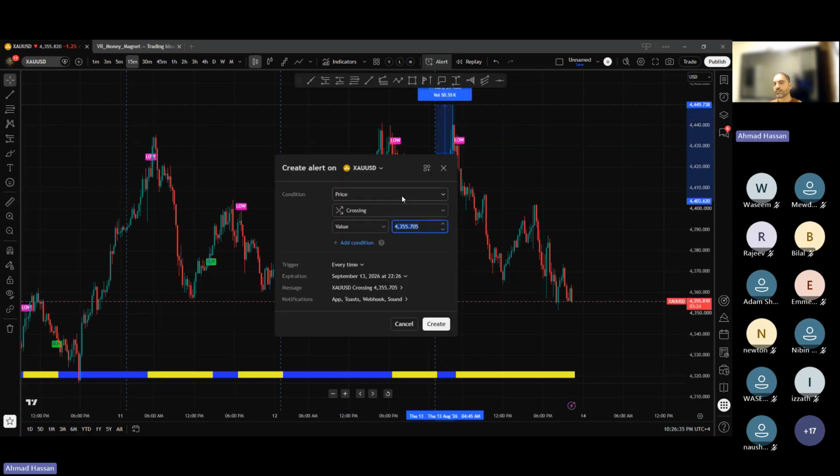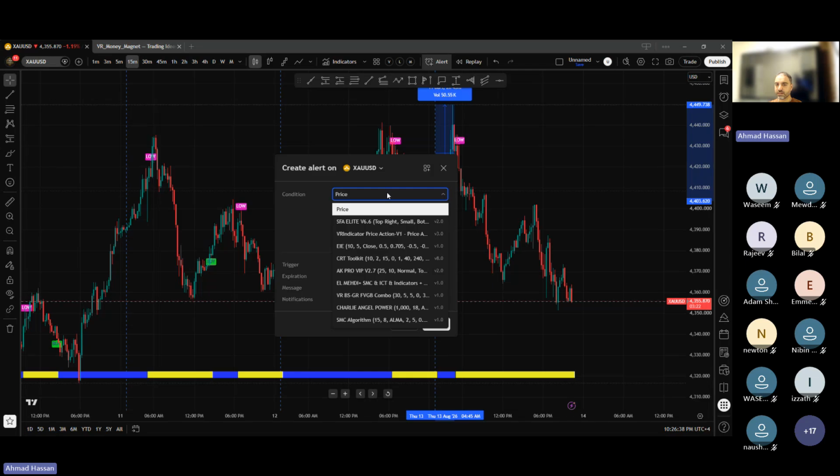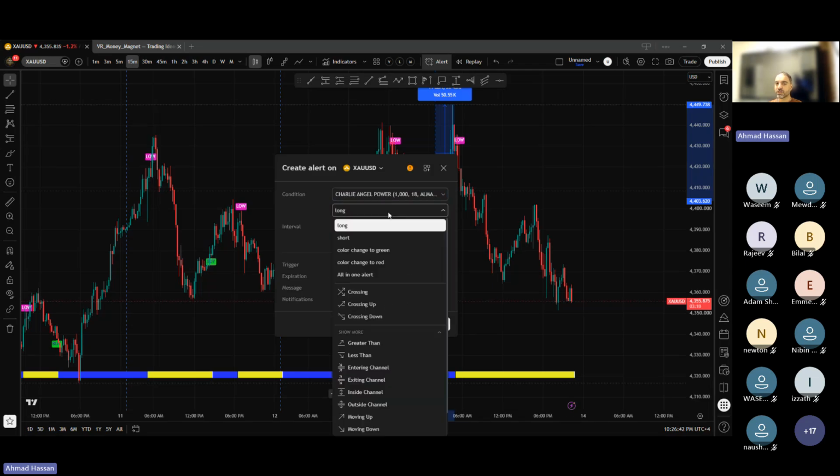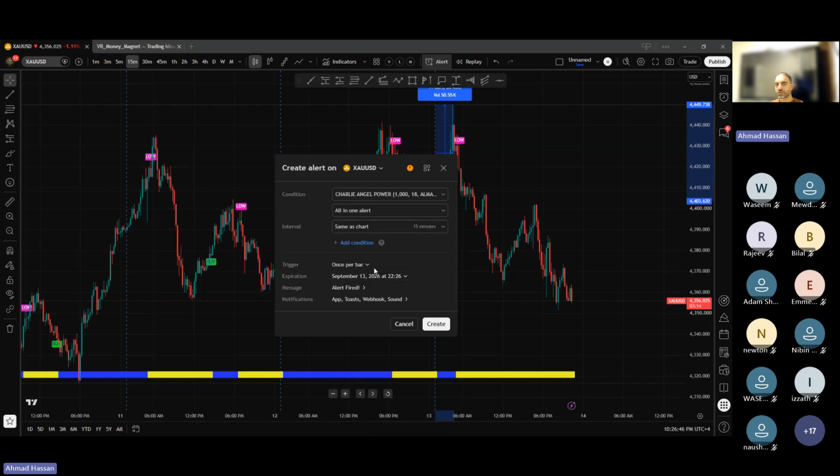Here you can create an alert. I think this will not have an issue. So for example, this one, Charlie, you click on Charlie whenever it says long or short. So I said, okay, all in one. So long or short, whichever it comes as per the 15-minute, you give me an alert. Once per bar. Whichever you are okay with, until 1 month, next month, alert fired and create.